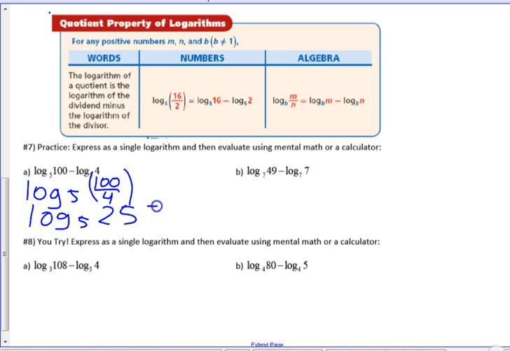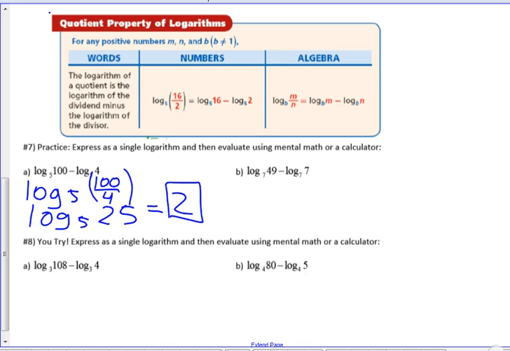Now I'm going to evaluate it. What does that equal to? Meaning 5 raised to what is 25? 2. Good. Again, some of these are easier with mental math. Some of these require a calculator. I don't care which way you do it.